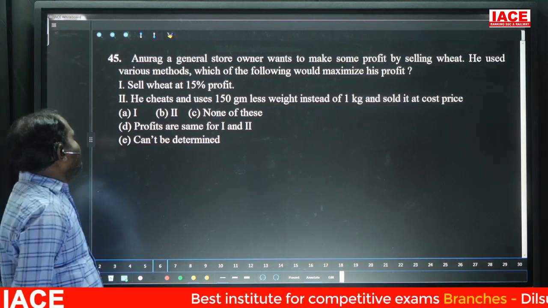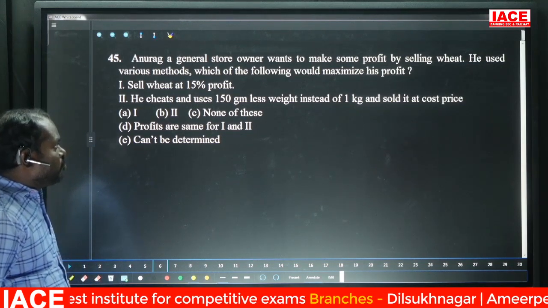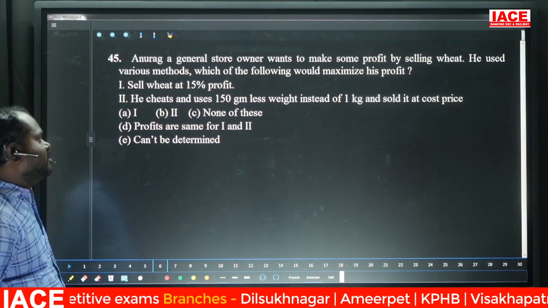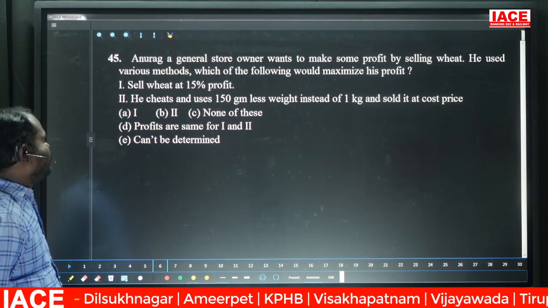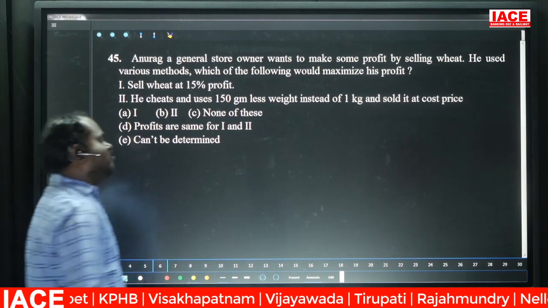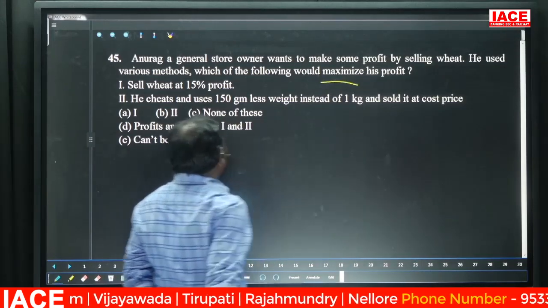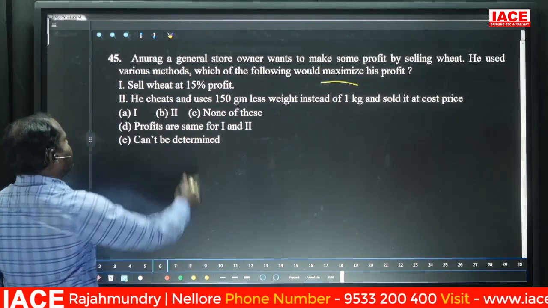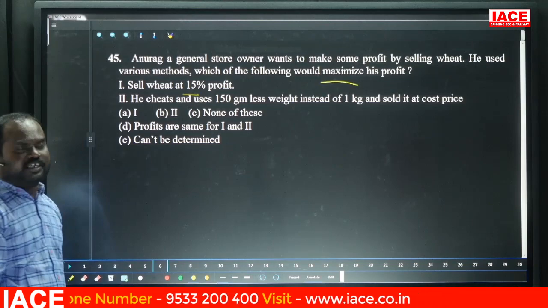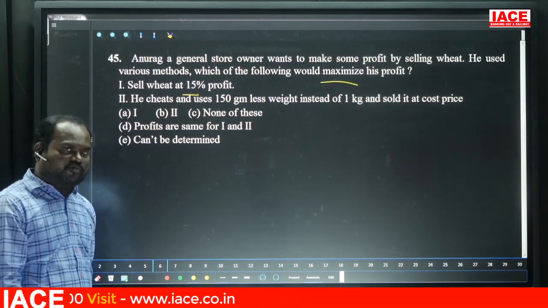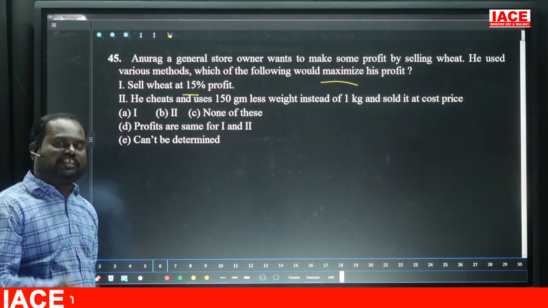45. Anurag, a general store owner, wants to make some profit by selling wheat. He used various methods. Which of the following would maximize his profit? So the first one is clearly 15%. No need of any calculation, clearly 15%. So is the second one more or less than 15%?